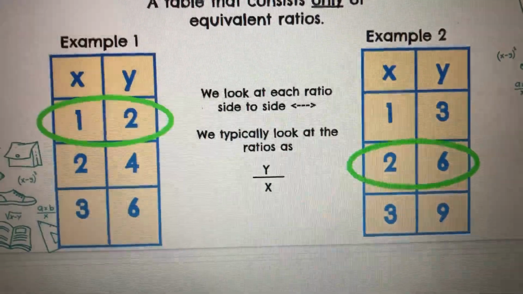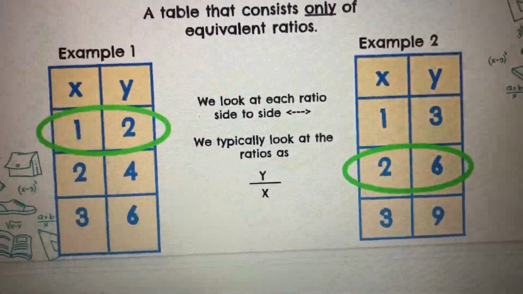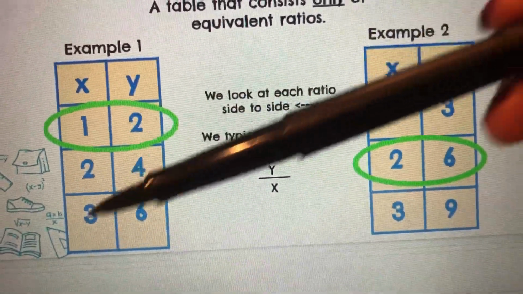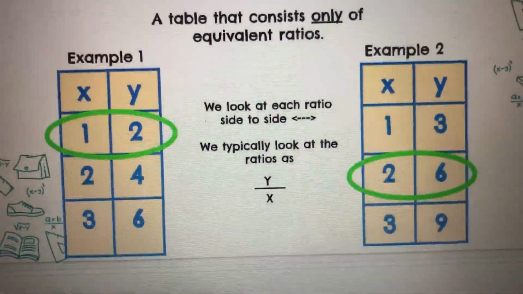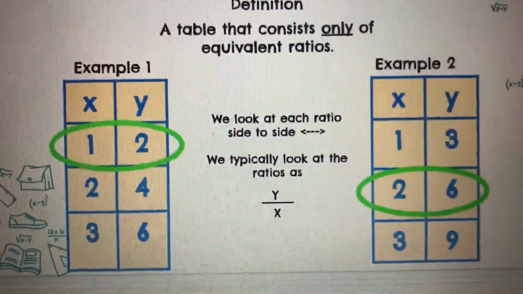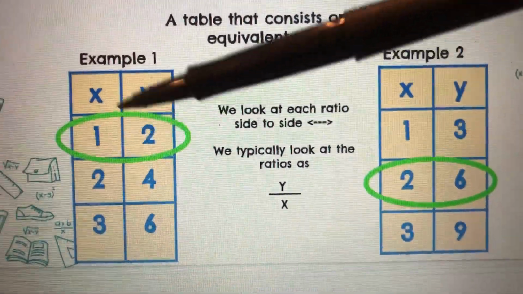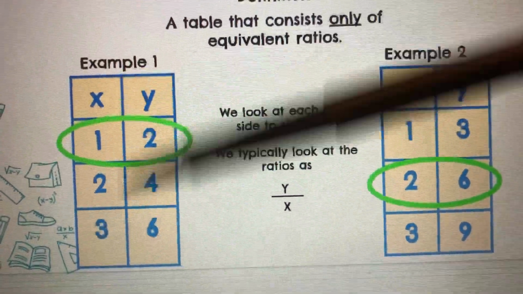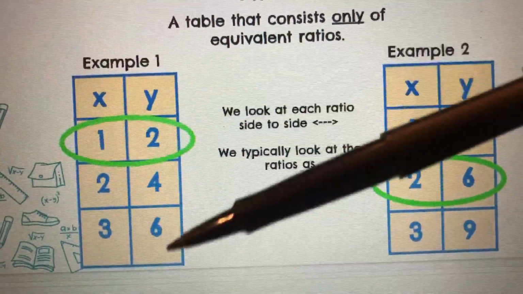Now the reason why we do it this way, instead of just practicing multiplying from x to y, is because sometimes in 7th grade we're going to be dealing with fractions, and it's harder to figure out what number multiplied by x gives me y.